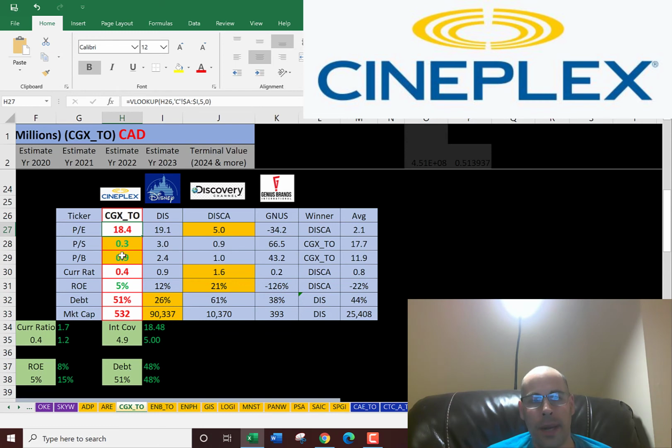So if the number's in red, that means Cineplex is worse than the average. If they're in green, they're better than the average. So they're definitely worse than the average in price to earnings. The average is 2.1, they're 18. They're better than the average in price to sales and price to book. They're worse than the average in current ratio. The only reason they're better than the average in ROE is because Genius has such a big negative ROE, the average is negative for the industry, but 5% is not a good ROE. They're a little higher than average in debt at 51%. They're not too leveraged, so they do have room to take on more debt. And they're really small in terms of market cap. They're much smaller than Disney and Discovery Channel.